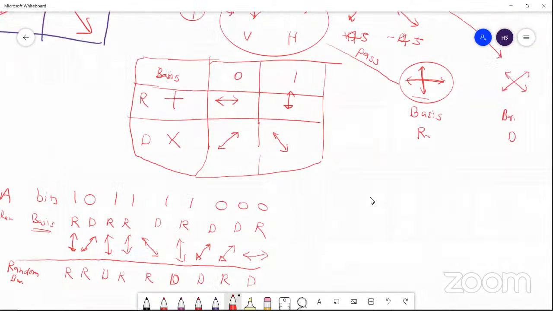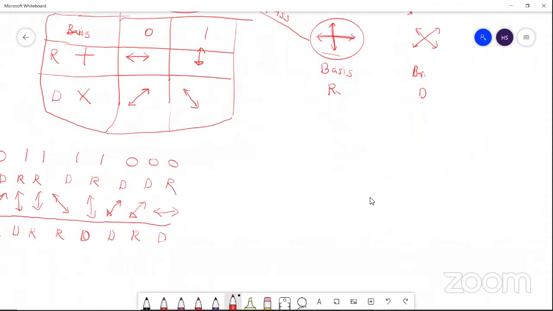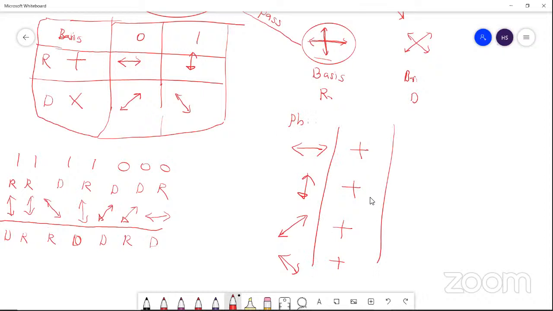So what will happen if we measure in the wrong basis? So see here, there are 8 choices. Okay. So we are having this kind of photons. Plus and this thing. So if you measure this in plus basis, okay, plus basis, then what will you get? There is the photon, its basis, and the measurement basis. And what will it get?